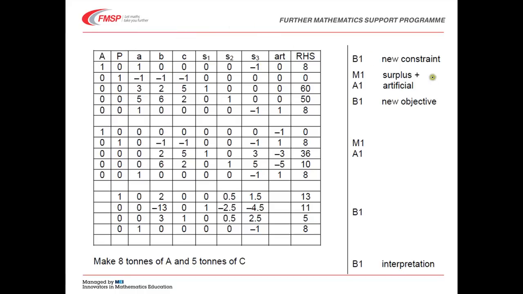So a mark for the new constraint there, a mark for surplus and artificial values, 2 marks for those, this time generous, a mark for getting the new objective, 2 marks for the first iteration, and then 1 mark at the end for the final iteration, and 1 mark for writing the answer out.